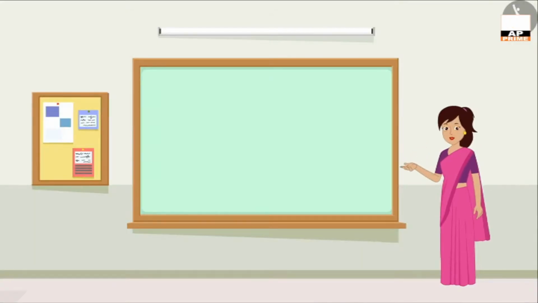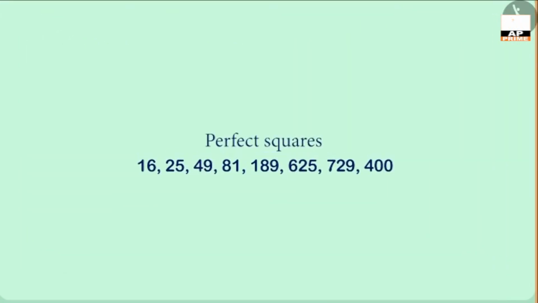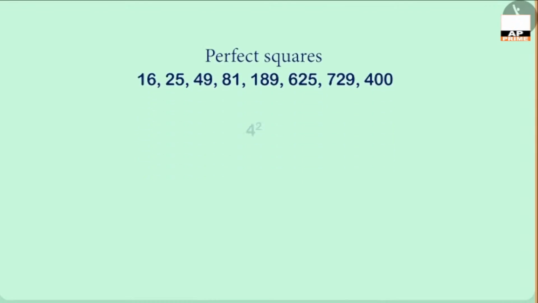Hello friends, in this video, we will learn to find the square root using the prime factorization method. Friends, there are some perfect squares on the screen. Can you find the square roots of these numbers? If the square of 4 is 16, then we can say that the square root of 16 is 4.